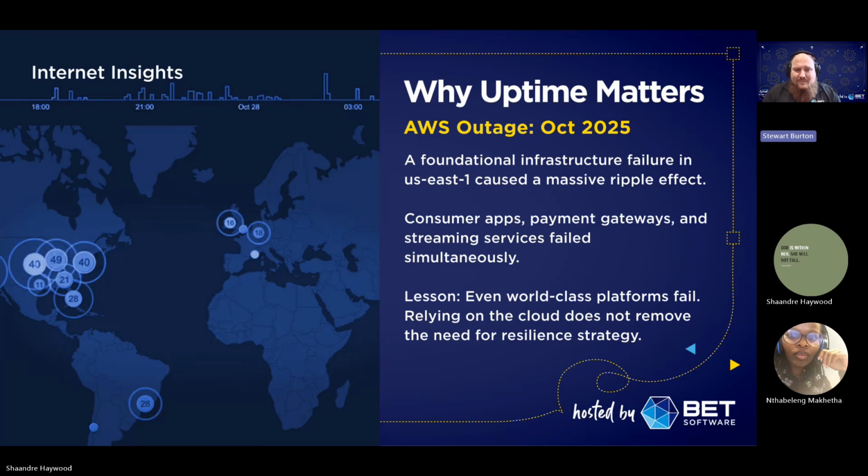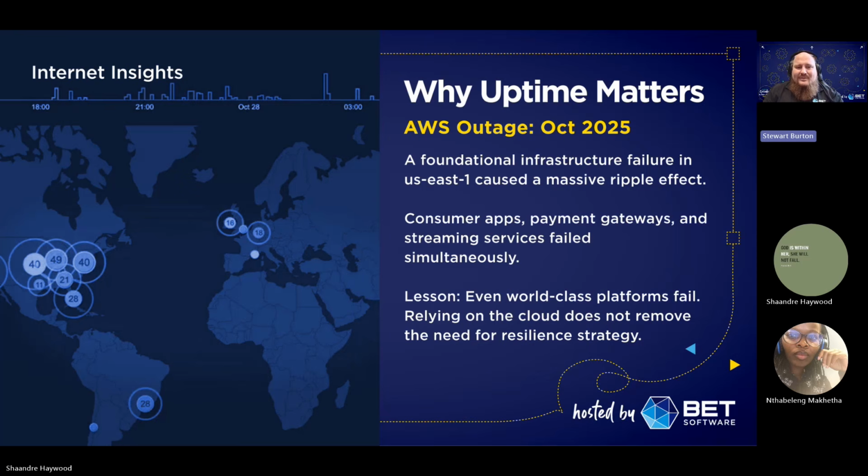And we all know users don't care whose fault it is. They just see their app is down and they get frustrated. So for companies that were running on AWS or similar providers, it was a stark reminder that relying on cloud doesn't remove the need for resilient thinking. If anything, it makes it even more important to understand dependencies and then also to plan for their failures.